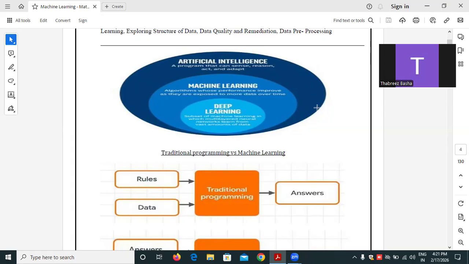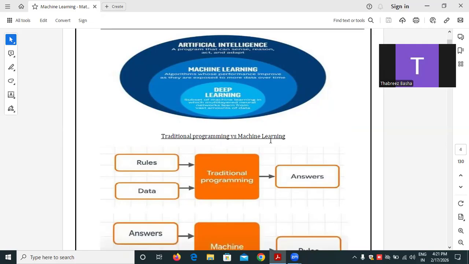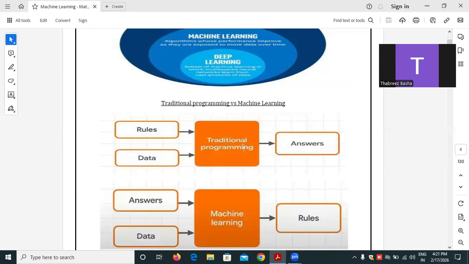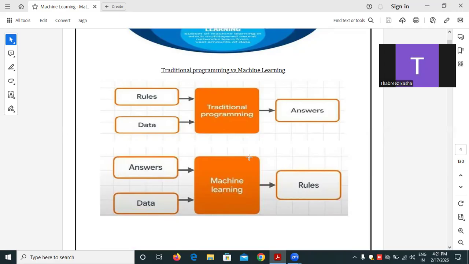In the diagram of traditional programming versus machine learning, in traditional programming the inputs are rules and data. These are the input, and the processing is the traditional programming, and it displays the answers as the final output. But in the machine learning process, the inputs are answers and data, and the process is machine learning. Finally, it displays the rules as the result.